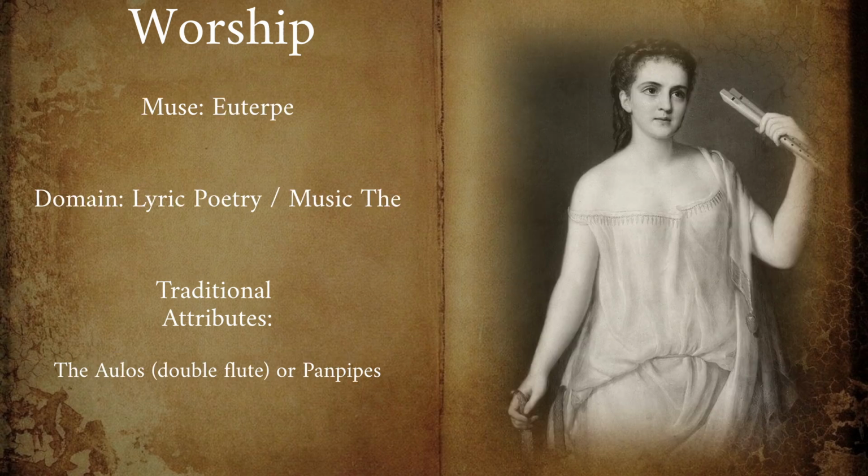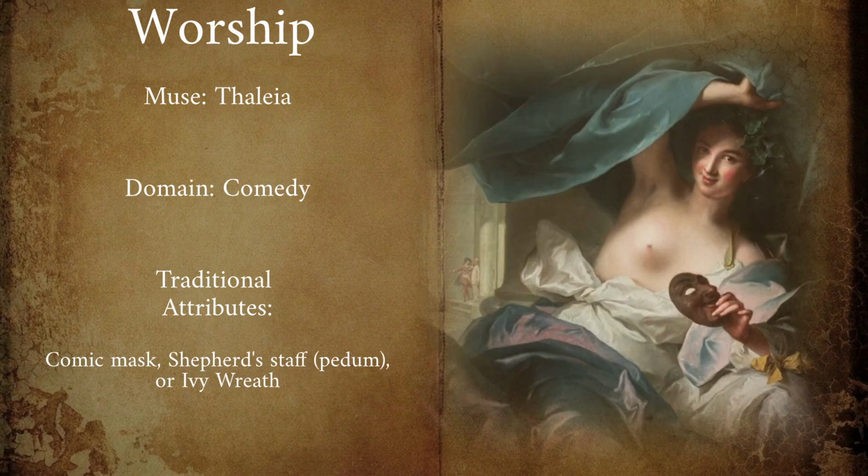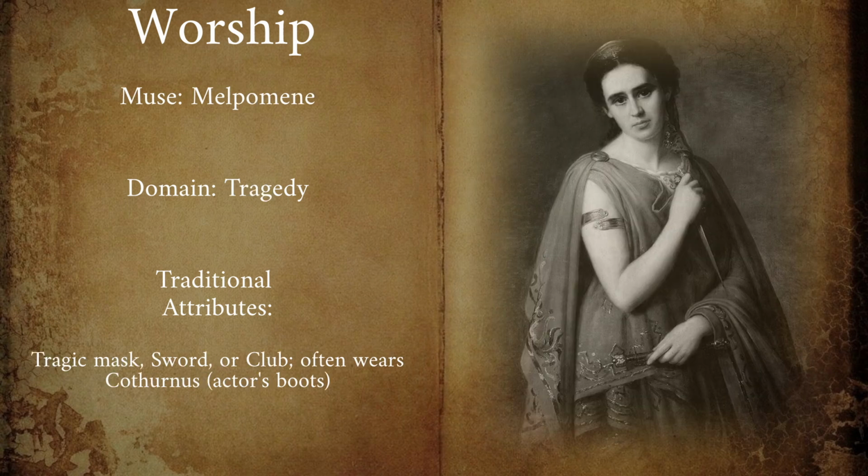And then, Euterpe. Her domain is lyric poetry, or music, and her traditional attributes are the aulos, which is a double flute, or panpipes. Next, Thalia. Her domain is comedy, and her traditional attributes are a comic mask, a shepherd's staff or pedum, or ivy wreath. Next, Melpomene, with her domain being tragedy, and her traditional attributes are a tragic mask, sword or club, and she often wears cothurnus, which are actors' boots.